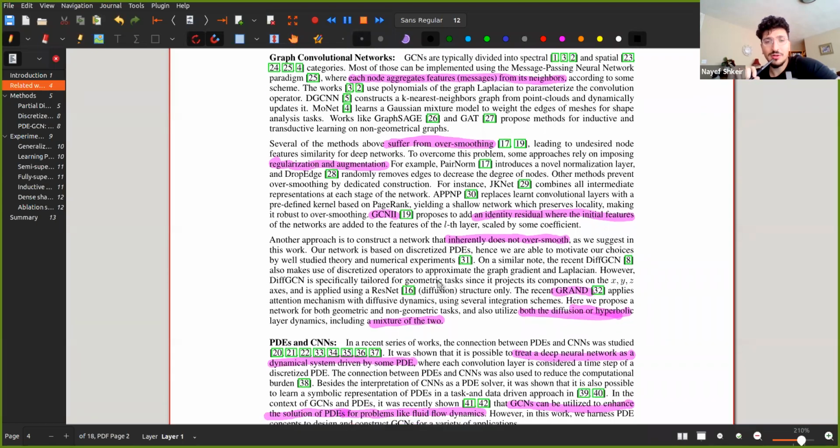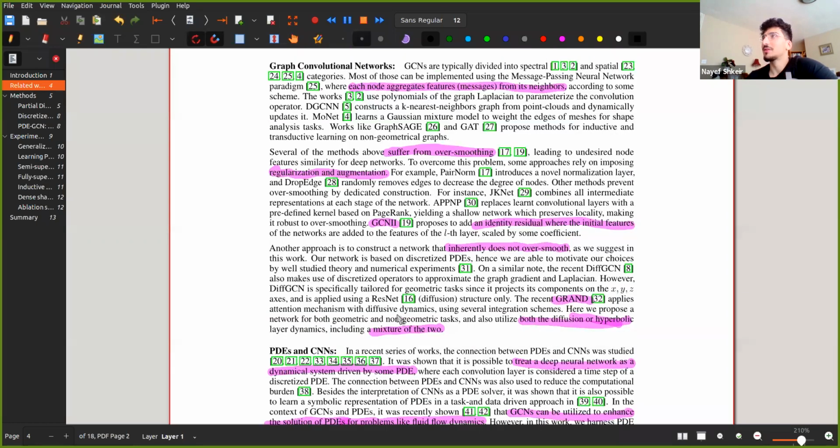And then this next part here, I think is the most important. There are networks that try to inherently design some sort of update function that does not oversmooth. At the time that this paper was released, there was another paper, pretty much at the same time, called Grand, by a team at I think Twitter, that applied the same idea of having PDEs with graph convolutional networks, but they apply some attention and they only consider diffusive dynamics, whereas this paper looks at diffusive and hyperbolic dynamics. So I thought this paper was a bit of a better overview of the field.